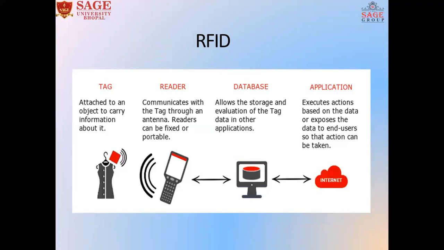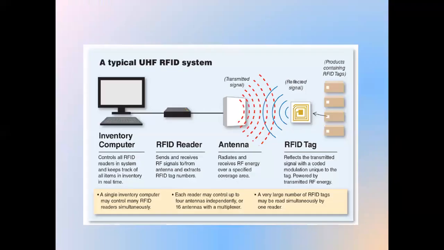Here is one example. In the store, the tag is attached to an object to carry the information. The function of the reader is that it establishes communication with the tag through an antenna. Reader can be fixed or portable. Database allows the storage and evaluation of the tag data in other applications. Application executes actions based on the data or exposes the data to end users so that action can be taken.